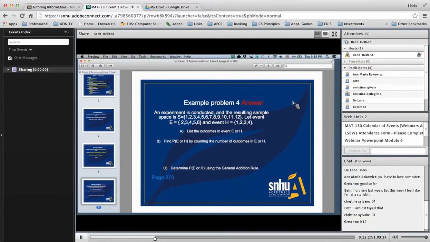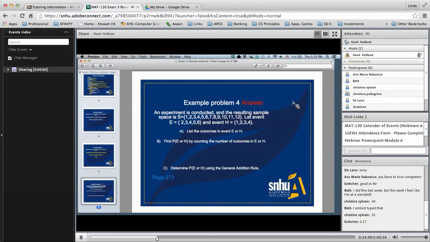So an experiment is conducted, and the resulting sample space is S equals 1 through 12. Okay, so now we're assuming that this is an equally likely sample space, right? We're pulling these numbers out of a hat. The probability of getting a 1 is the same as the probability of getting a 2, right? So that's our sample space, all of the possible outcomes. So E is going to be the event 2, 3, 4, 5, 6, and H is going to be the event 1, 2, 3, 4.